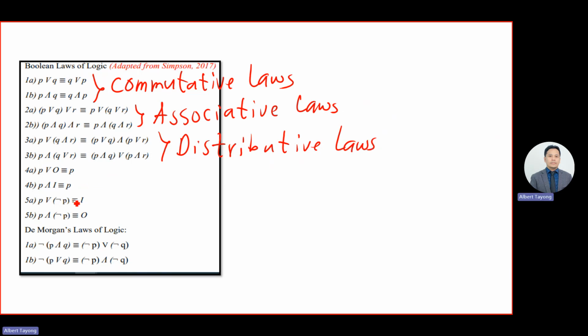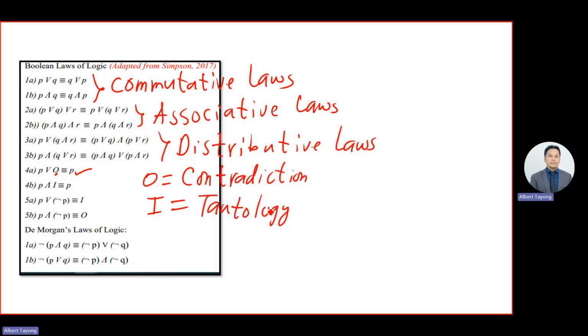Okay, now 4A and 4B actually is P or contradiction is equal to itself. P and tautology is equal to itself. So when we have the 0, that is contradiction. When we talk about these laws here, and one is tautology. When I say tautology, the last column, all the outcomes are true, all true. This one, all false. So let's try to prove 4a.